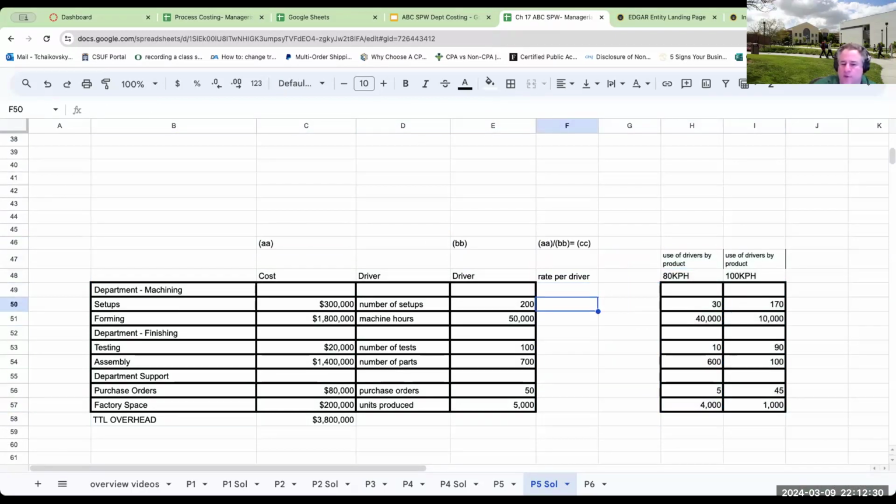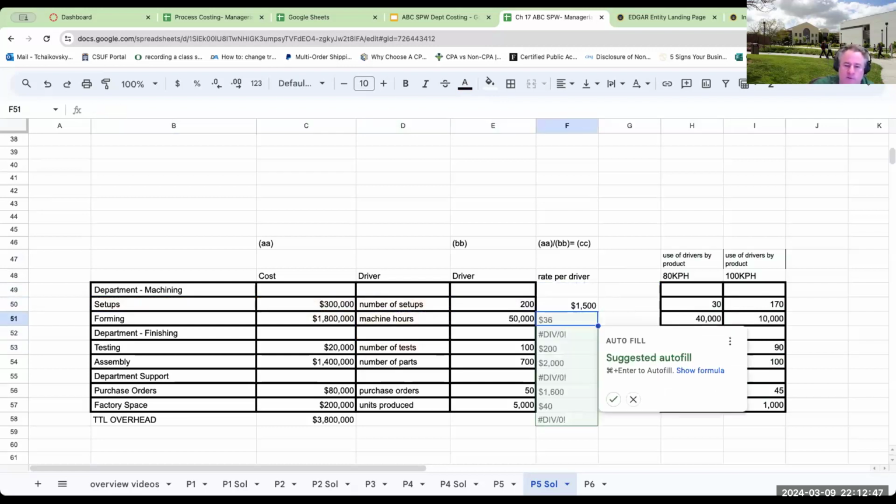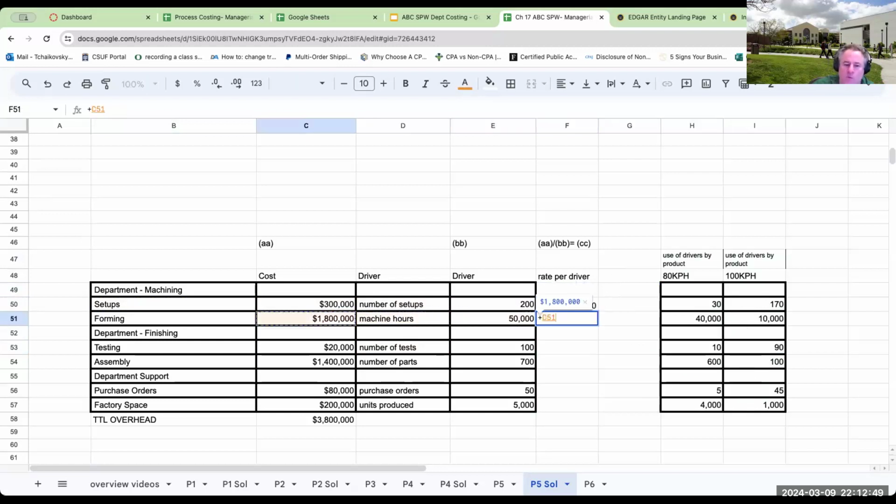Let's go through and do a few of these. Over here for setups, 300,000. We're not taking the total overhead and dividing it by one factor. We're looking at it more granularly, at each one individually. So this is going to be 300,000 divided by 200. And 1.8 million divided by 50,000.